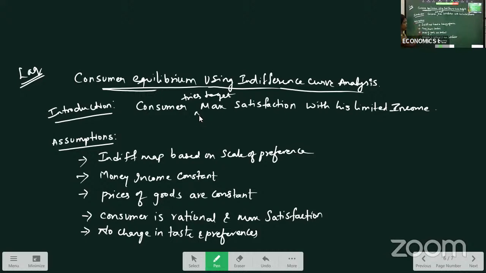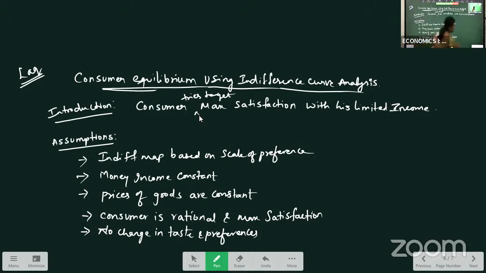Now, what are the assumptions we are making? We assume that the consumer's indifference map is given based on the scale of preference, right? Money income of the consumer is given, meaning our income levels we know and they are constant. Prices of the goods are given and they are constant. The consumer is rational, always wants maximum satisfaction, and there is no change in the consumer's tastes and preferences. Okay. So with these assumptions, we have explained the law.